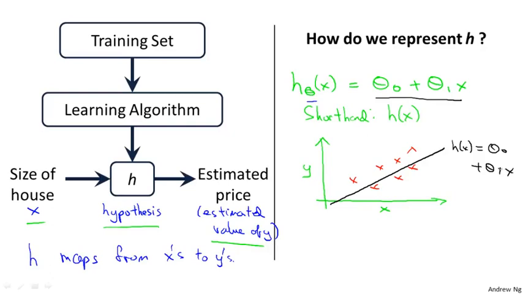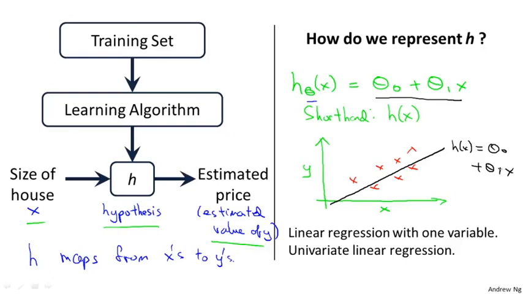Let me also give this particular model a name. This model is called linear regression, or this particular example is actually linear regression with one variable, with the variable being x. Right? So predicting housing prices as a function of the one variable x. And another name for this model is univariate linear regression. And univariate is just a fancy way of saying one variable. So that's linear regression. In the next video, we'll start to talk about just how to go about implementing this model.